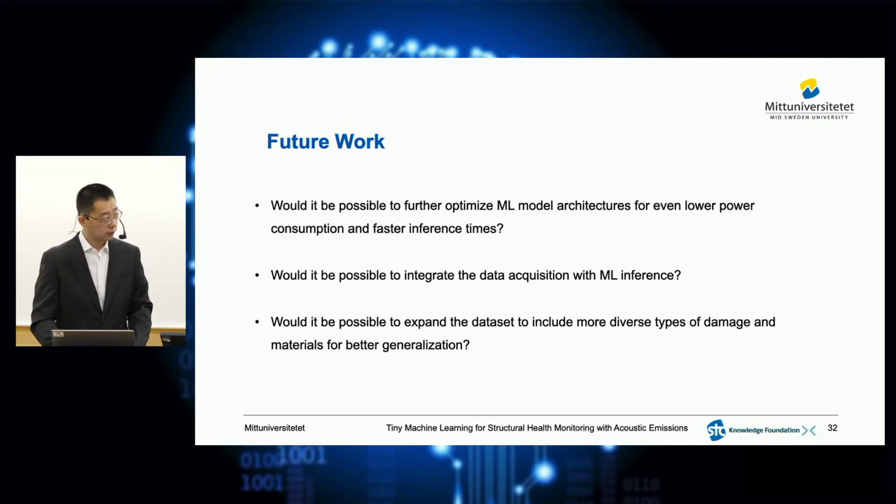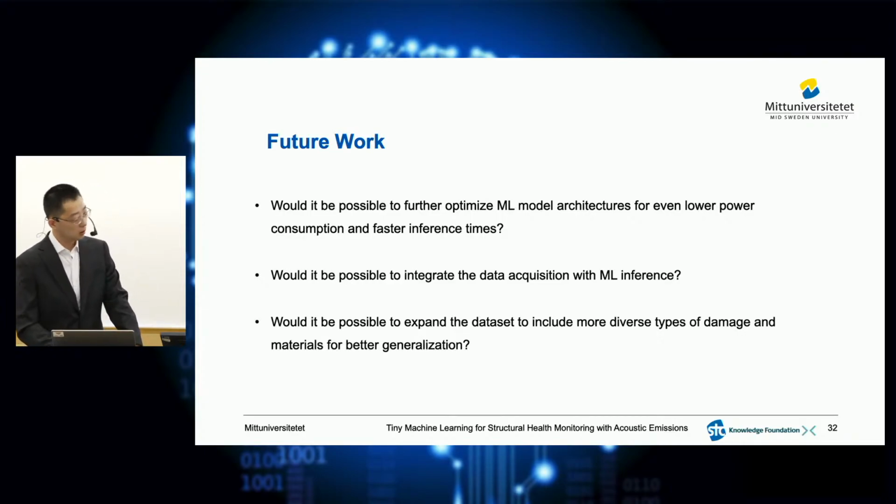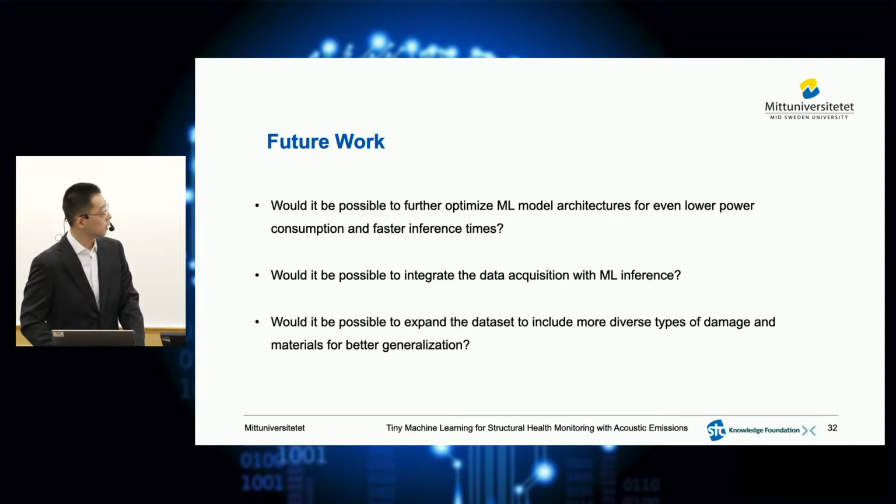And in the future, there are still some questions to be answered, I would say. The first thing is, would it be possible to further optimize the machine learning algorithm architecture for even lower power consumption and faster speed? The second is, would it be possible to integrate the data acquisition part with the machine learning inference part? For now, our system only includes the machine learning inference or the classification task. But normally, you will still need a data acquisition system separately. So in the future, it is quite interesting to integrate both of them.